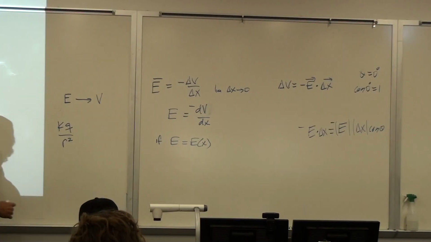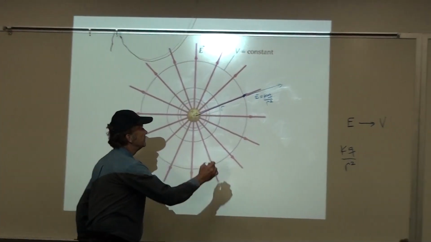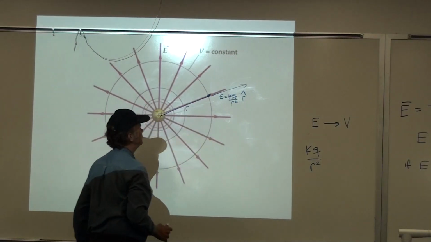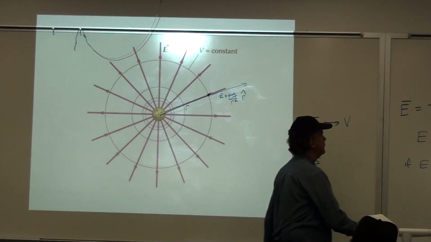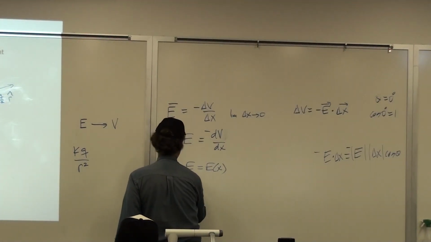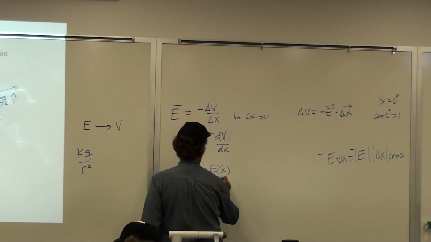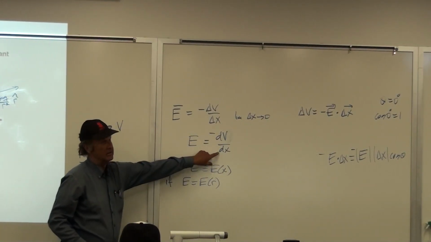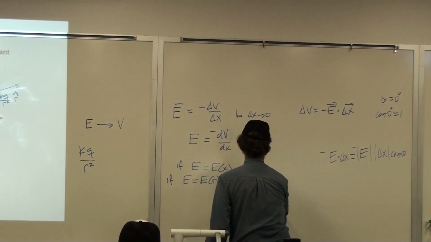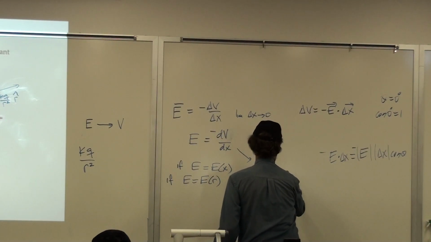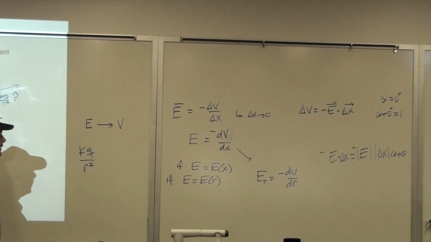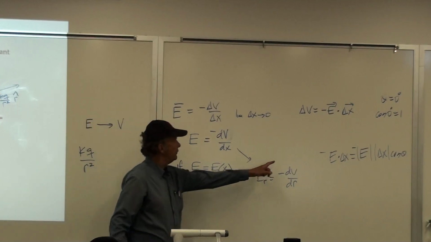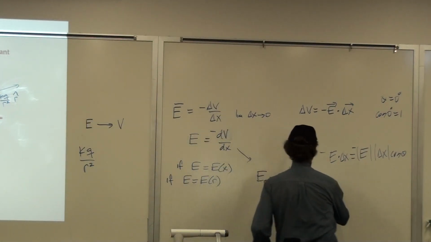But in this problem, it's a little different. E is a function of r. And so how do we do that? Well, it's pretty straightforward. If E is just a function of r, then all we have to do here is replace the x by r. So this gives us E of r equals minus dV dr. So that means that we can get the electric field by taking the negative of the slope of the voltage curve.